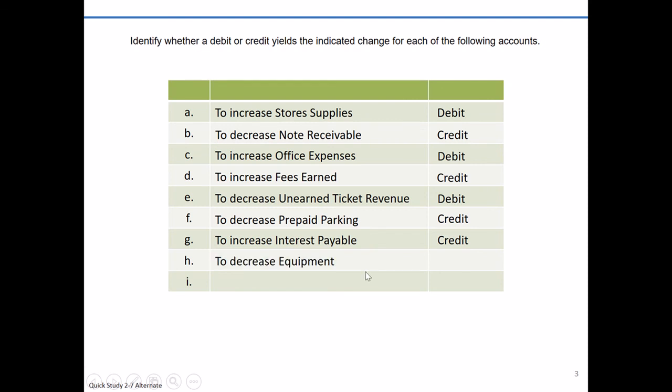To decrease equipment. Equipment is an asset. It's increased with a debit and decreased with a credit. And last and not least is to increase retained earnings. Retained earnings is one of the two major categories of equity overall. One is common stock. That's going to be contributions from your stockholders or your owners. The other is retained earnings. That's going to be earnings maintained in the business minus any distributions to your stockholders. It's going to follow the normal right-hand rules for equity of being increased with a credit and decreased with a debit.